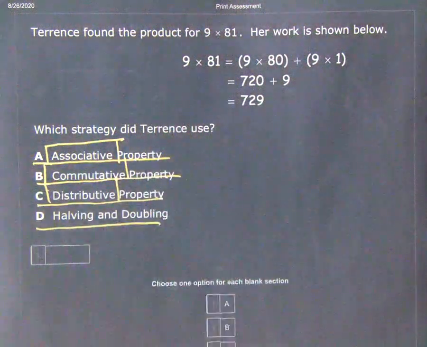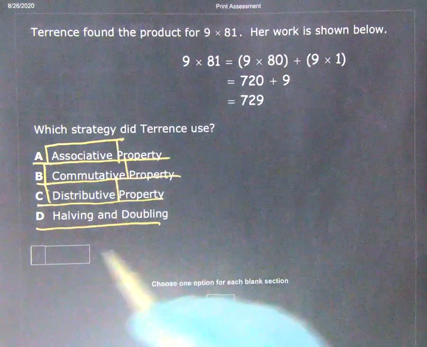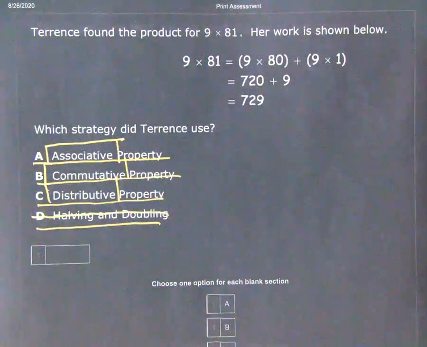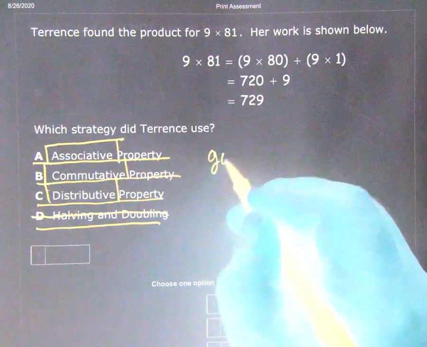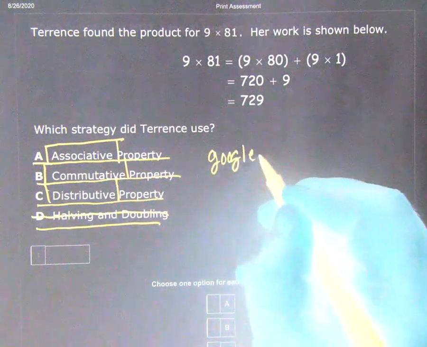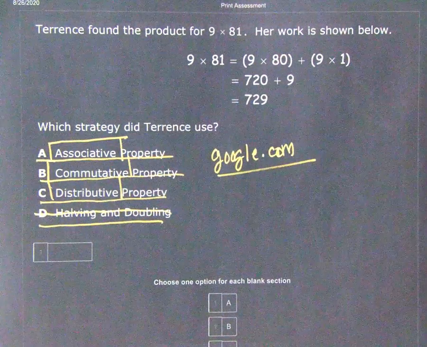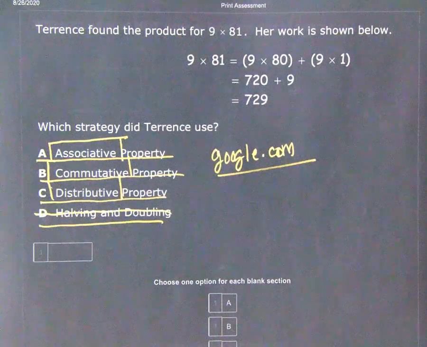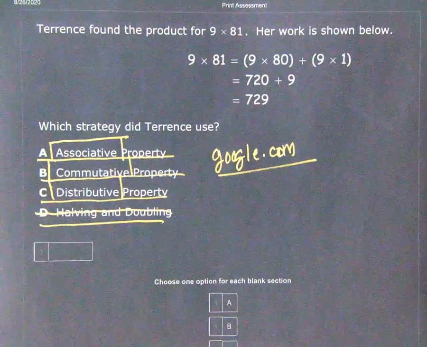And here's what I want you to do. Don't worry about halving and doubling, okay? Because that's not a property. So I'll throw you a bone and give you that one. But what I do want you to see is that these 3 properties can be found on Google. I want you to go to google.com and type in these properties and see which one you think matches what this person did here.